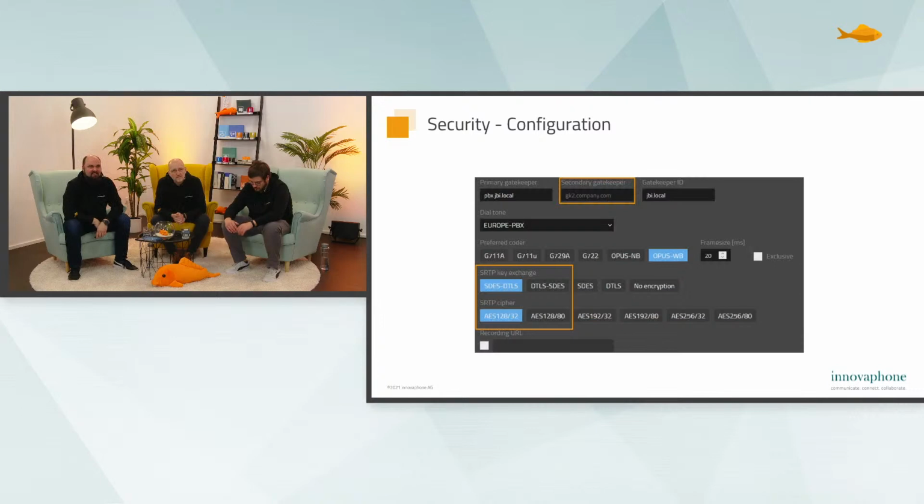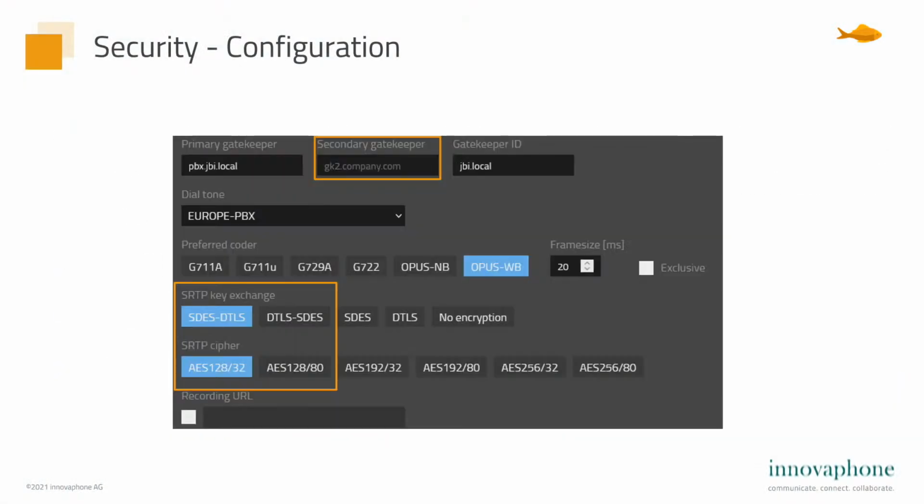Okay. Yes, this is the picture for the things we have talked about right now. You can change these configurations also in the devices app, in the devices configuration, and there you can put in your primary gatekeeper, of course secondary gatekeeper ID, the preferred coder, and we've talked about SRTP key exchange, what you want to have in that case. Also there's the recording URL, and as we have talked, put it in as HTTPS.